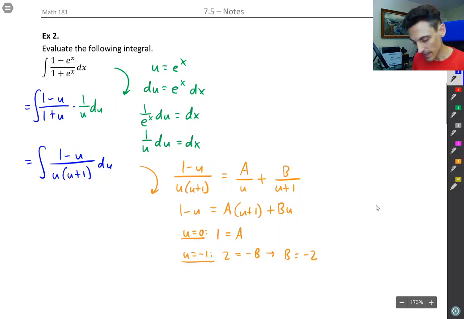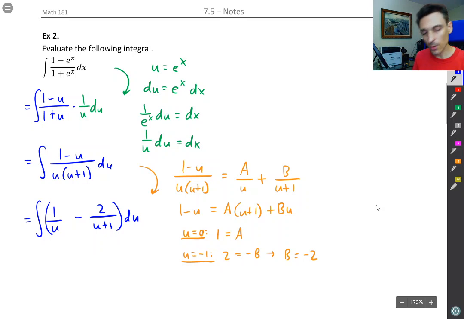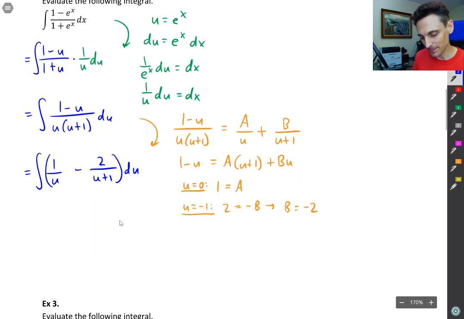Okay, so now we know exactly how this fraction will break down. It'll be 1 over u minus 2 over u plus 1. Remember, you can always double check to see if the partial fraction decomposition worked correctly by turning back around and bringing these two fractions together. You want to get an LCD, so you multiply top and bottom of the first fraction by u plus 1, the second fraction by u, and then you can see if on the top you simplify to 1 minus u. We're not going to do that here, I just want to point that out. You can always double check.